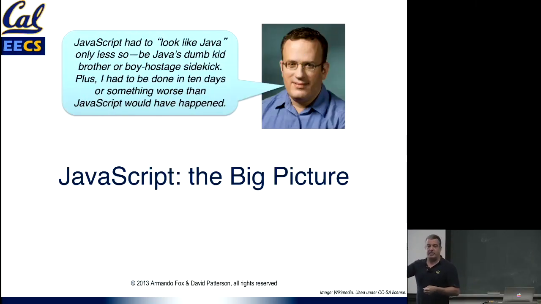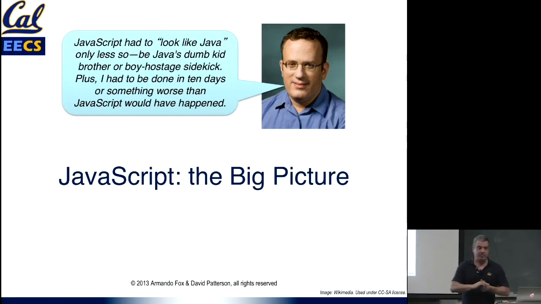This is Brendan Eich. He's the creator of JavaScript, and the original version of JavaScript was done in something like a couple of weeks. It was insane. So before diving into the language, let's talk a little about how we got to be this way.